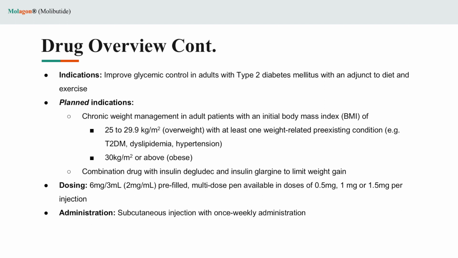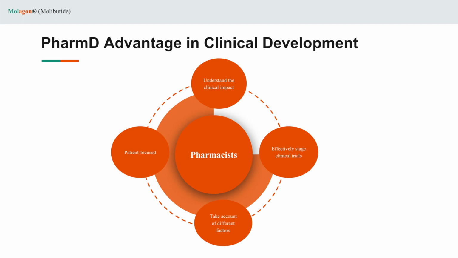For dosing, it is in a pre-filled multi-dose pen available in doses of 0.5 milligrams, 1 milligram, or 1.5 milligrams per injection. It is administered subcutaneously with once weekly administration. So that was the basic overview of Molygon.